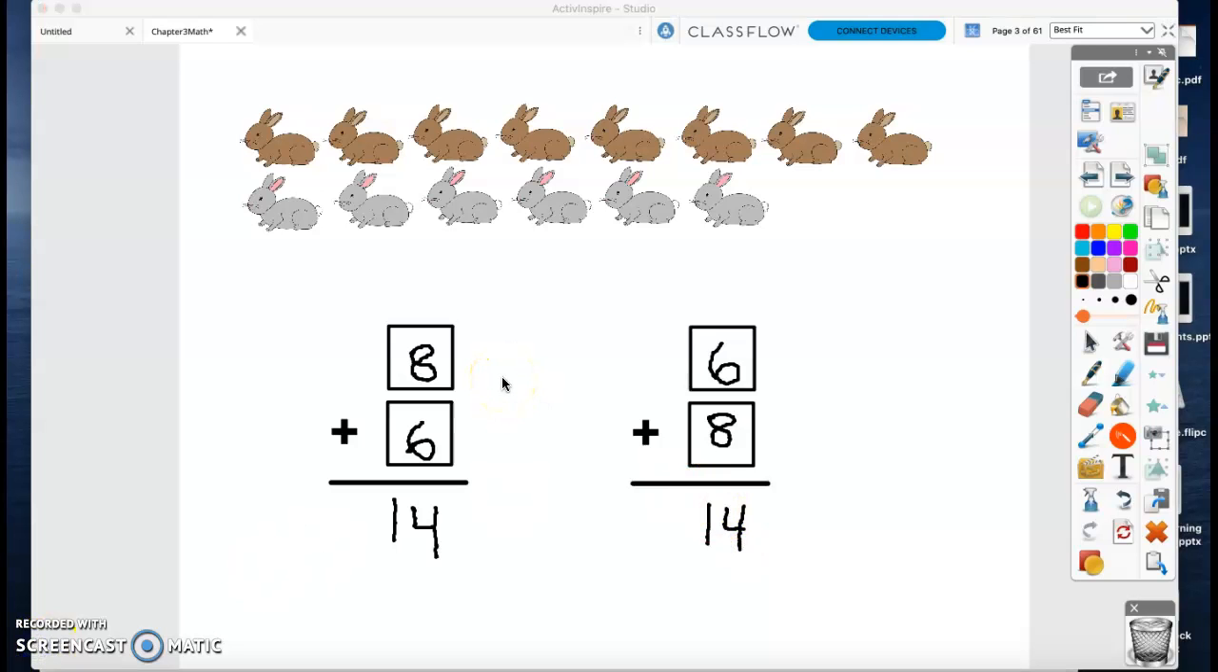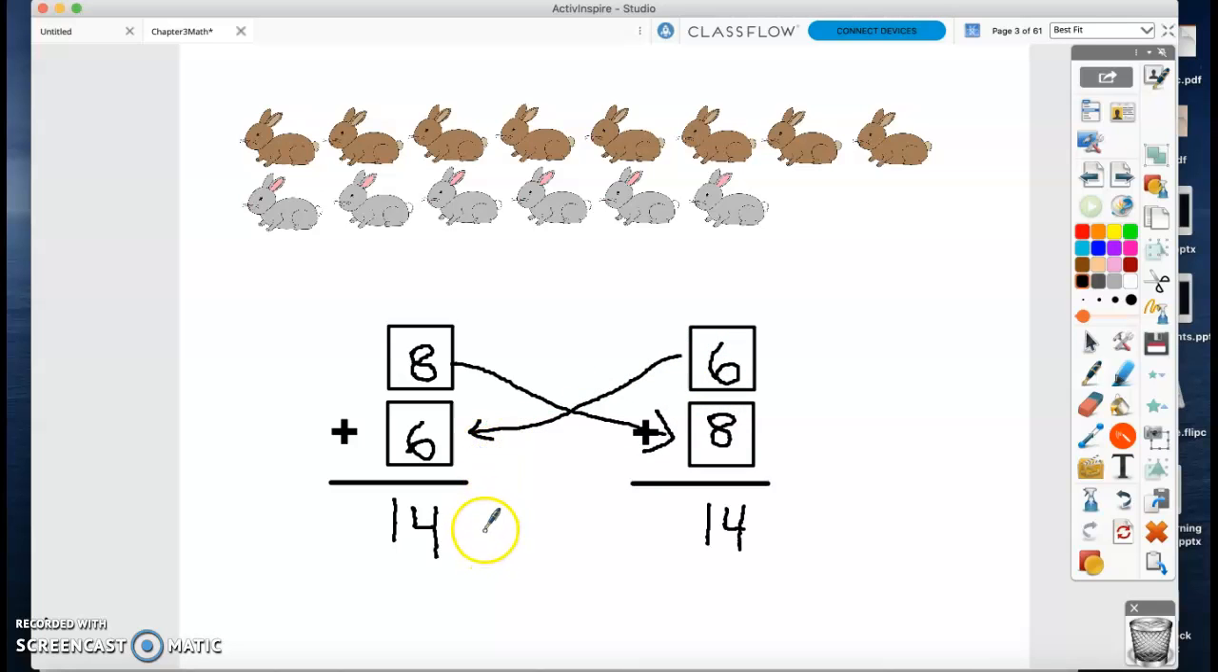So, as you can see, I changed the order of my add-ins, the numbers that I'm adding, but my answer stays the same.